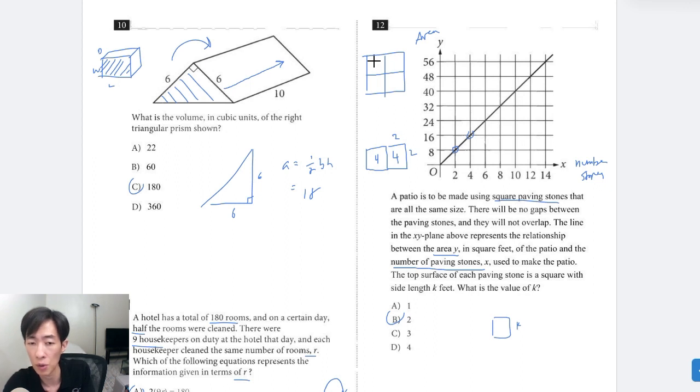Then 16 divided by 4, we would have found that each square is also worth 4, and each side of the square is also 2. So k would have been 2, no matter what point we picked on the line.